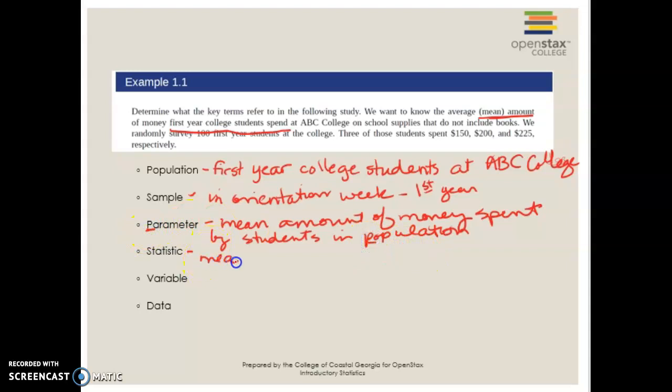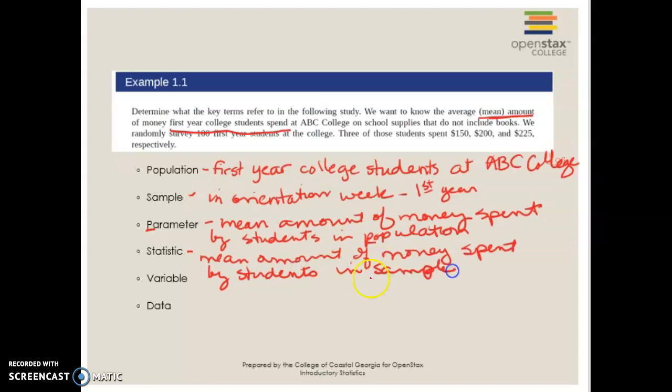The mean amount of money spent by students. This matches too. Spent by students in the sample. The S's match here. So your parameter and statistic are about the same, but one's population and one is sample.